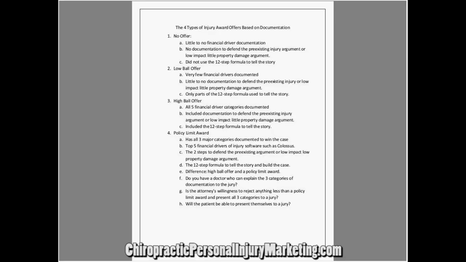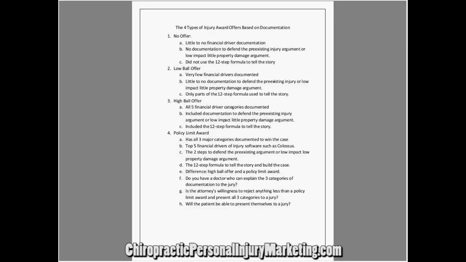The only difference between the highball offer and the policy limit is this: you'll have all the categories, but does the attorney have faith in the doctor that he can explain those 3 categories to a jury? Is it the attorney's willingness to reject anything less than a policy limit award and present all 3 categories to a jury? And will the patient be able to present themselves to a jury? That's the only difference between 3 and 4.